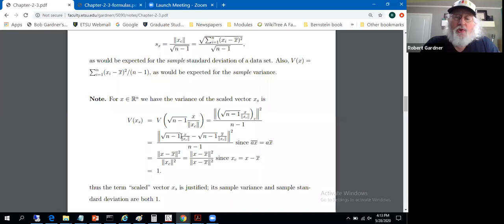Now, here we're looking at x and the x bar. These are both vectors, right? There's a vector, the x bar. There's a vector, the x. The other stuff, scalars. Those better be vectors because we're taking a norm of them, squared, and dividing by the n minus 1. Okay.